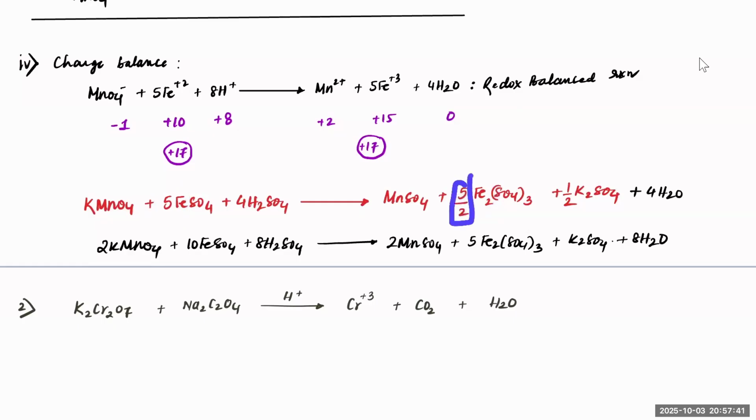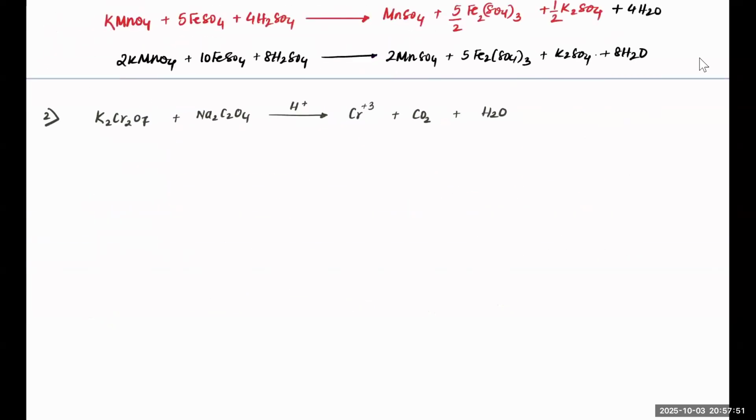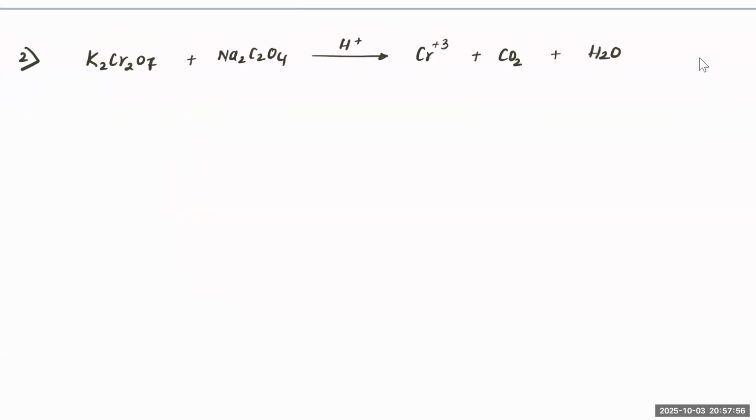That's why I made it as 5 by 2. Okay. And just not to keep it in fractions, I'm multiplying everything with the nearest integer. Okay. Let us keep doing multiple questions, then you'll get more clarity on that. Check it out. Now, here is the interesting part.